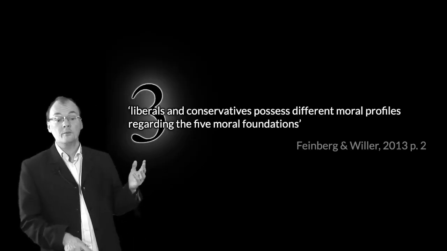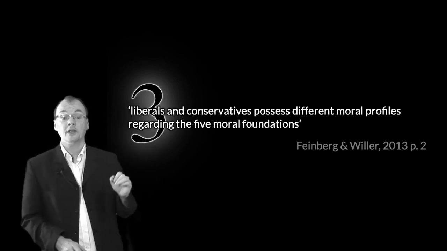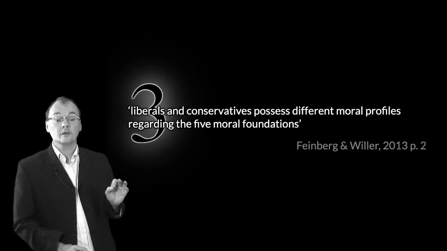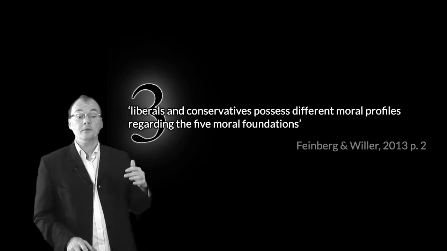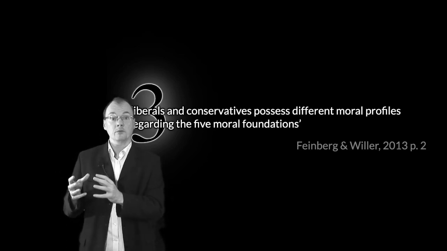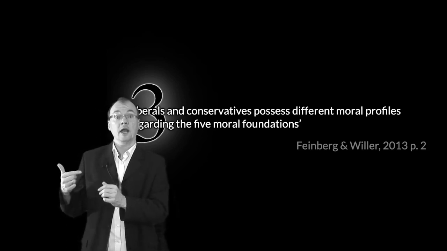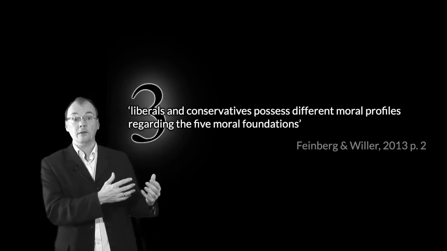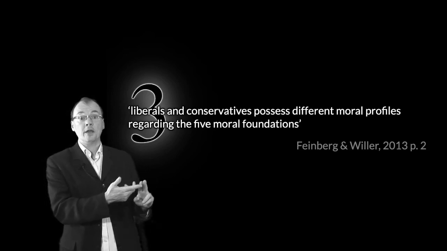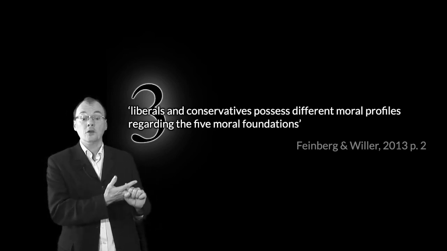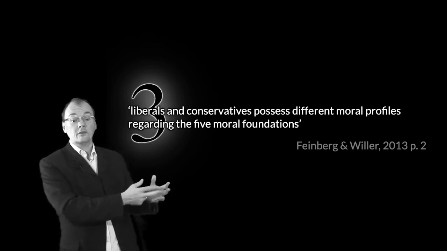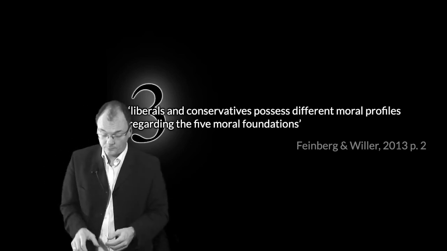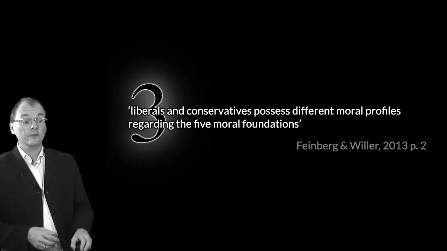So Feinberg and Willer claim, this is the third claim of 5 that we're thinking about, that liberals and conservatives possess different moral profiles regarding the 5 moral foundations. In particular, whereas people who are socially liberal tend to emphasise harm and unfairness, people who are socially conservative tend to focus on binding foundations, so purity, in-group, out-group issues, and authority issues. So that tends to be more of a focus when you're socially conservative than when you're socially liberal. So the claim. What's the evidence for this?